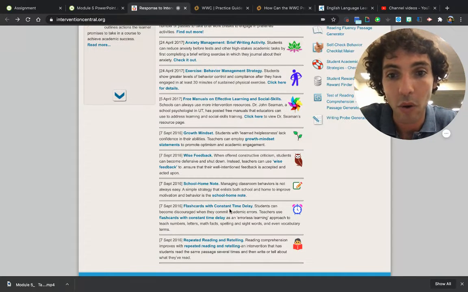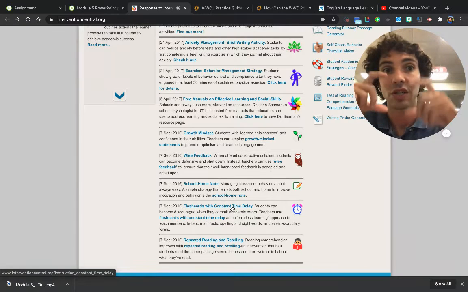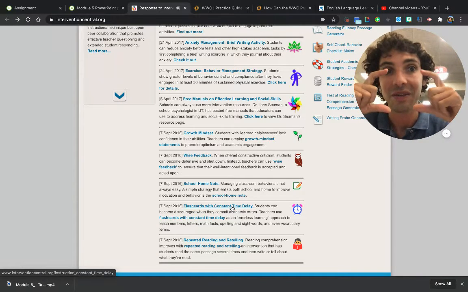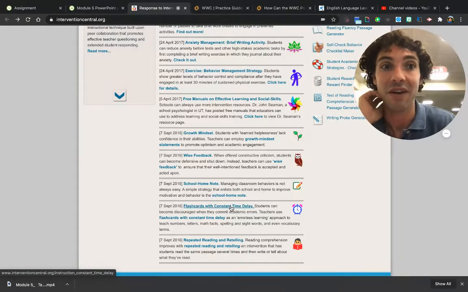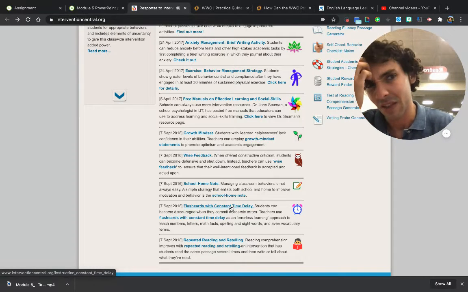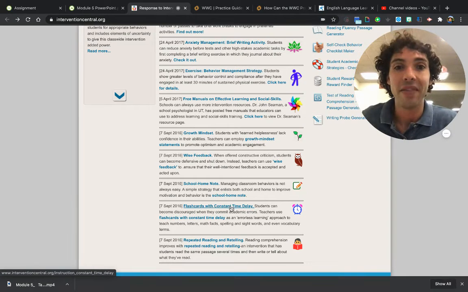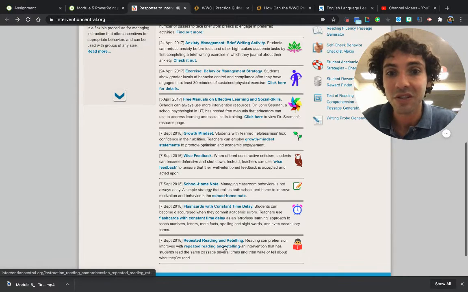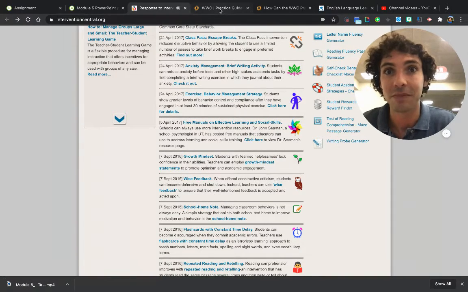I like them all. This one about flashcards with constant delay was interesting, where you ask a question and you hold up the question on a flashcard, and then you ask and you see how long it takes for them to respond. And after 5 seconds, if they don't get it, then you tell them the answer and ask them again the question. And the idea is to build their skills. So there's a bunch of skills here that you can use as your intervention strategies.